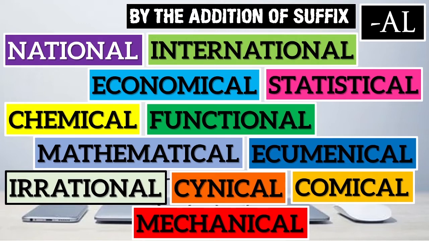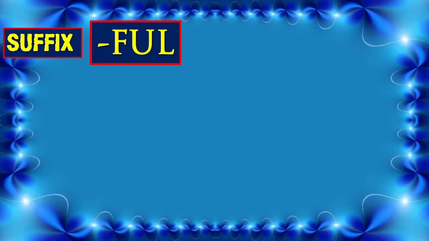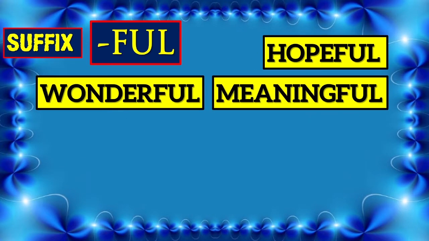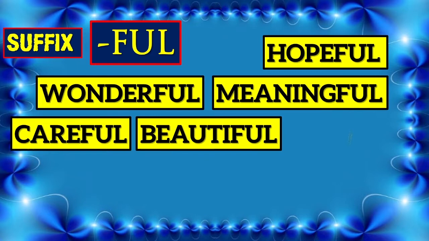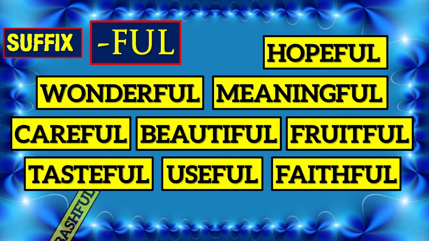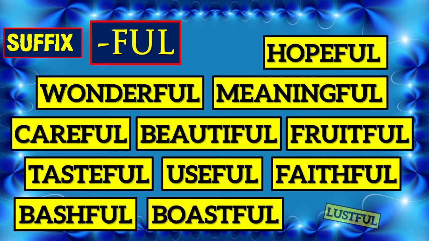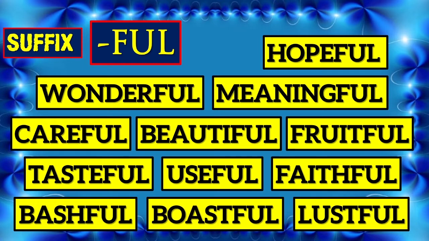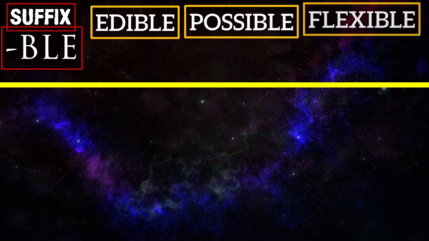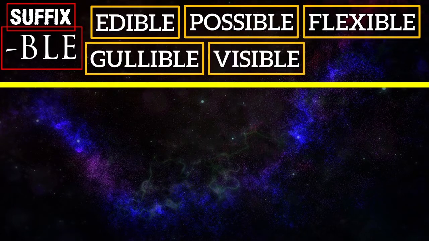You can also recognize an adjective when it ends with a suffix ful. For instance, hopeful, wonderful, meaningful, careful, beautiful, fruitful, tasteful, useful, faithful, bashful, boastful, lustful, and so on and so forth. You can also recognize a word to be an adjective if it ends with the suffix ble. For instance, edible, possible, flexible, gullible, visible, feasible.